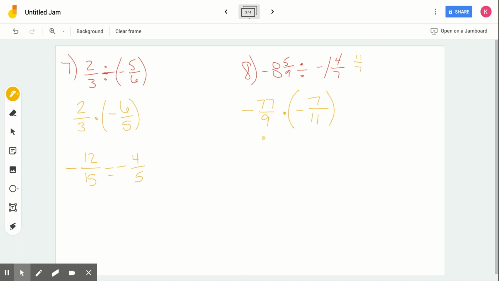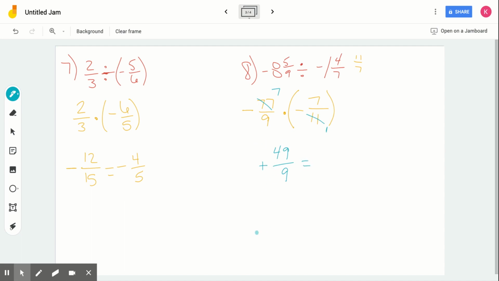Now we can look at this and we can either multiply straight across the top and straight across the bottom, or we could see that 77 and 11 could be cross-canceled. They can both be divided by 11. 77 divided by 11 is 7. 11 divided by 11 is 1. This will make your numbers a little bit smaller and easier to work with. So 7 times 7 is 49. 9 times 1 is 9. Negative times negative is a positive.